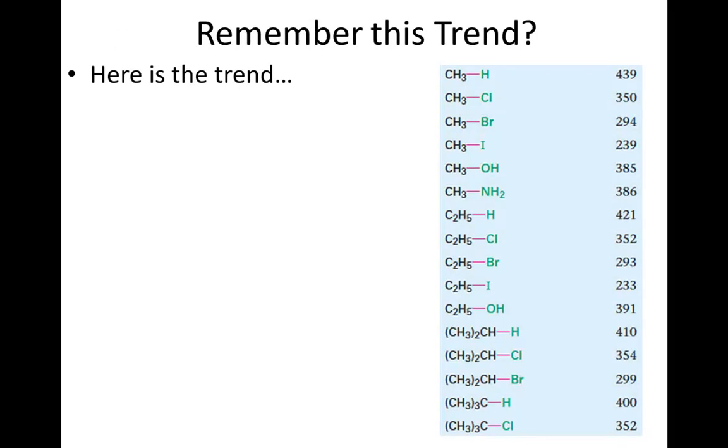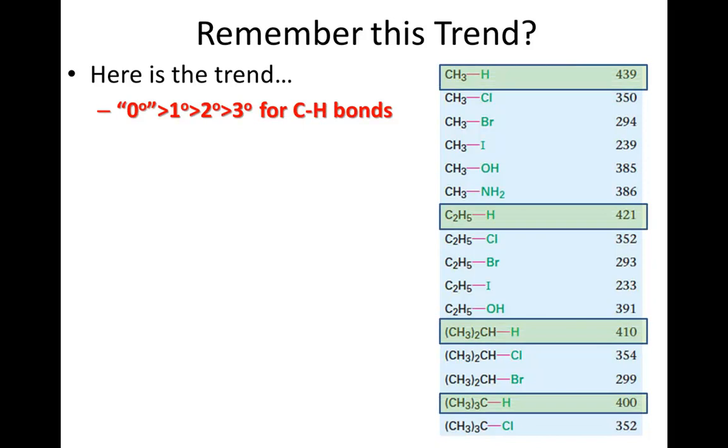Something else that we can use to contribute to this discussion, we could go back to some trends that we saw earlier. And so here was our table of bond dissociation energies. And we figured out that we had a difference in stability as we went to a higher degree of CH bond, that the CH bonds got weaker. And we didn't really know why, we just had observed that this trend was true.